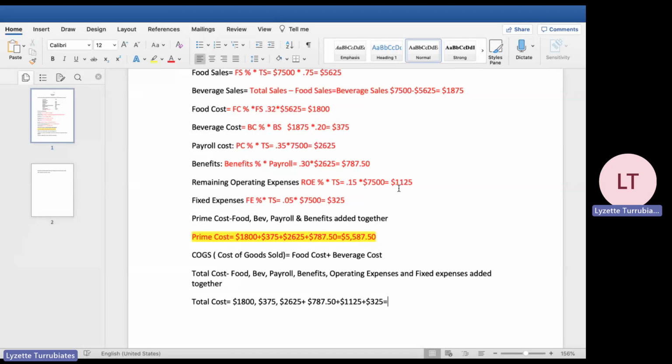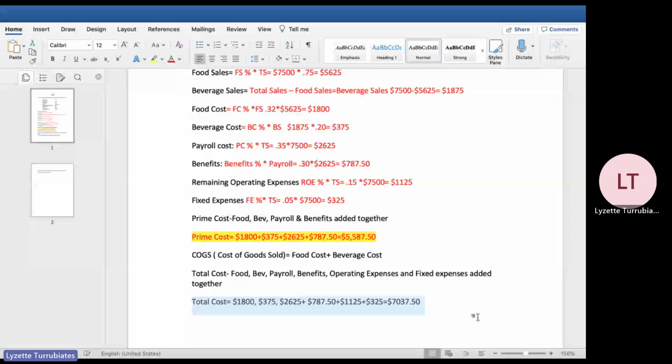Okay, and that is going to give us our total cost. So everything that we spent on all of our expenses, right? So that is going to be a total of $7,037.50. So I'm going to highlight this, turn it red. So that is our total cost.